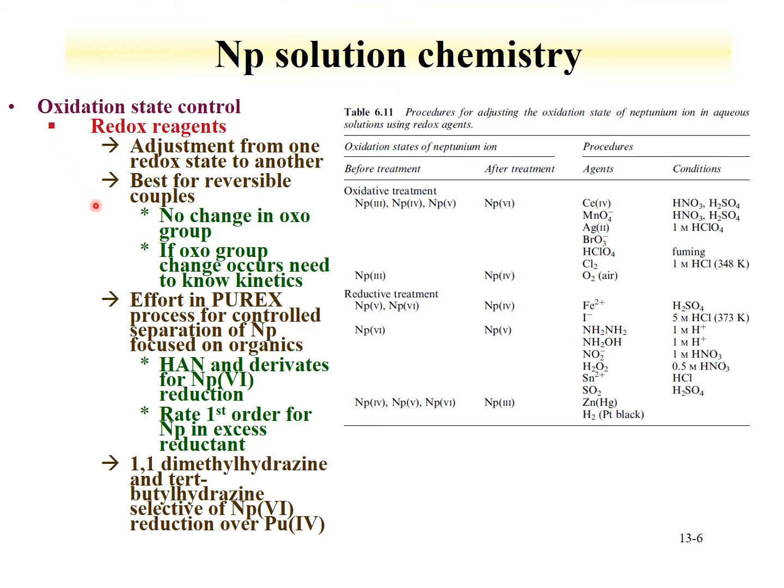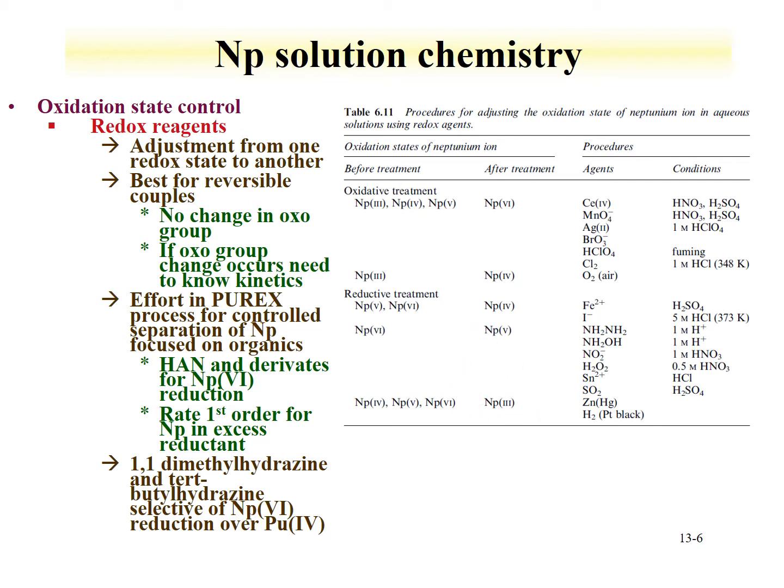So there's importance of understanding the oxidation state in neptunium since it dictates the chemistry. Here are presented some routes for preparing specific oxidation states of neptunium. So the 6, the 4, the 5, and the 3.